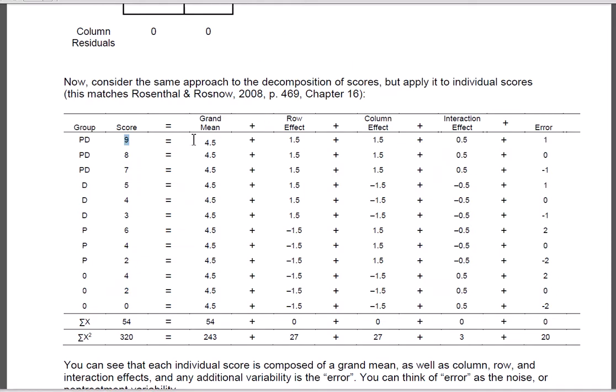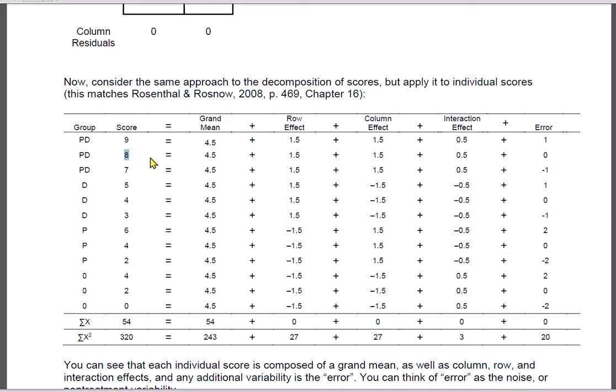Another way to think about that is that this particular group is predicted to have a value of 8. That is the group's mean score. And this person had a score that's 1 unit above the predicted value for that group.